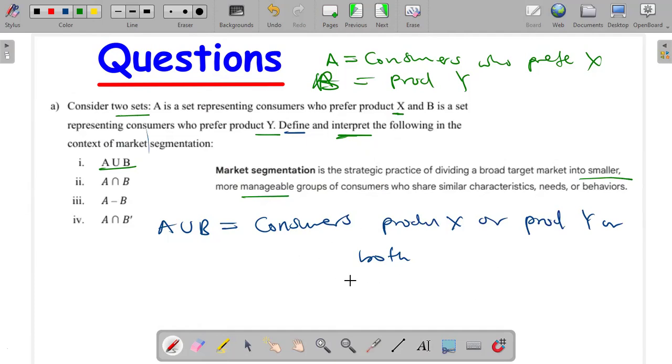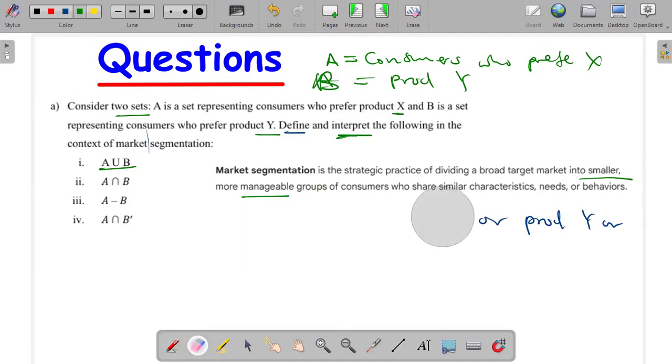So the interpretation of this is just the total potential market. This here is just the total potential market for the products that we have, either product X or product Y. So that's the total potential market the union is going to give you. Okay, now let's look at the intersection.